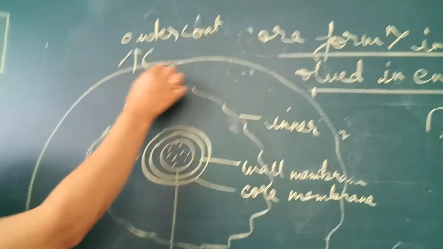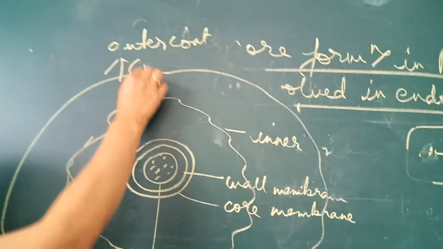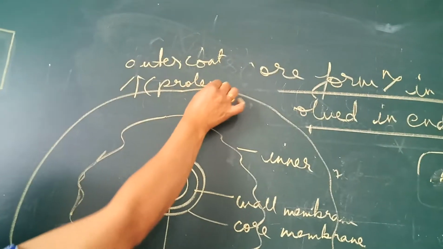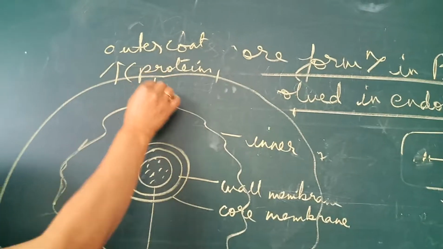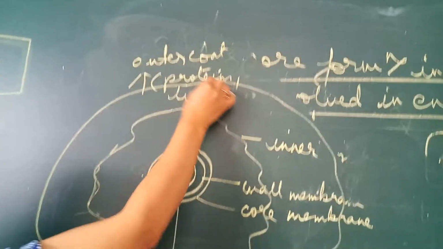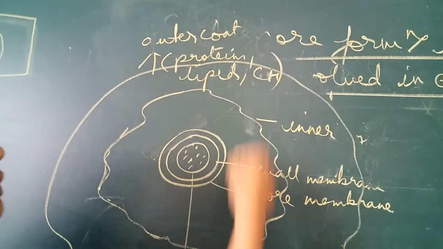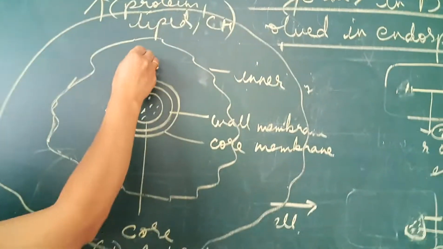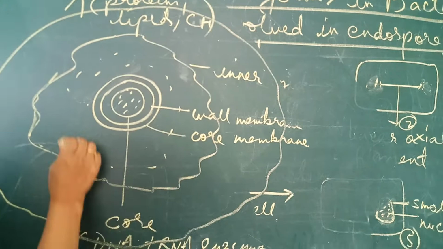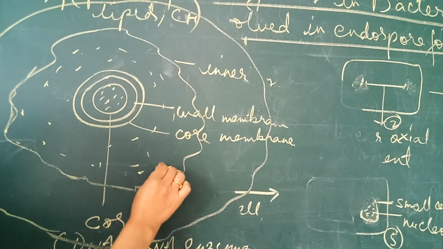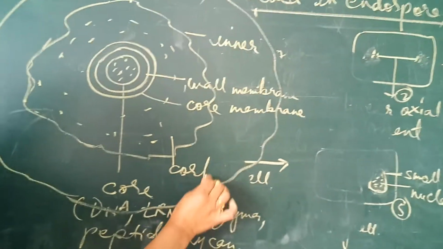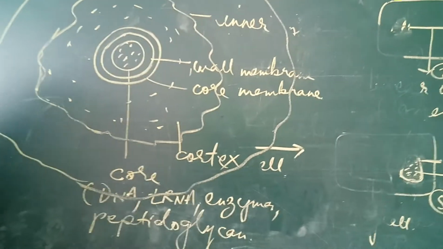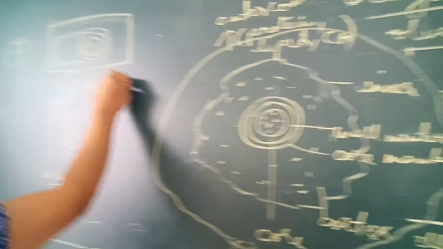What is there in the outer coat? In the outer coat there is protein, there are lipids, and there is carbohydrate. Alright, now this area, okay, it is also known as the cortex. So this is your endospore.